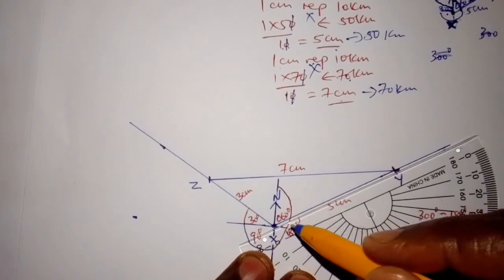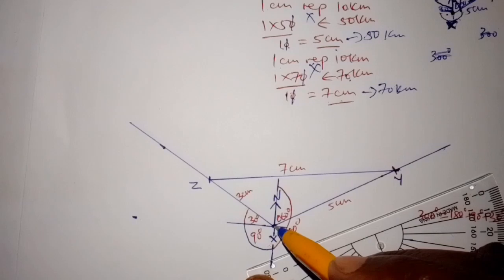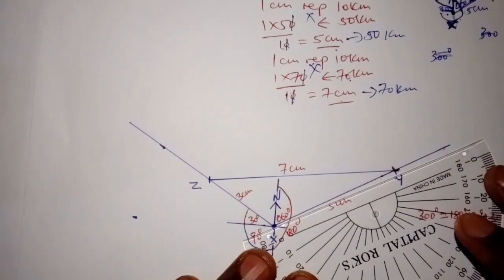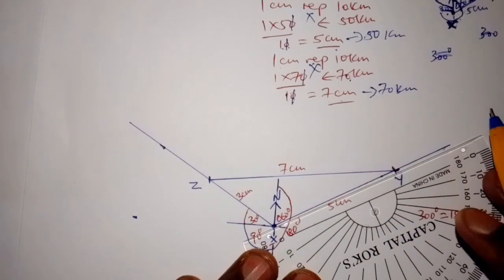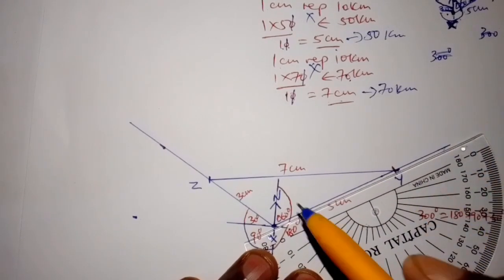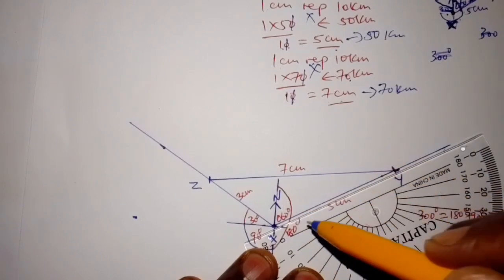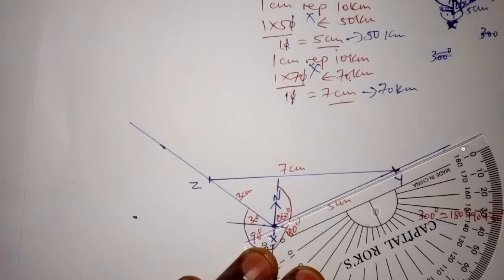Joining our point X is this one. This is our point X, and our North Pole is here. So we join this X and draw a straight line like this.